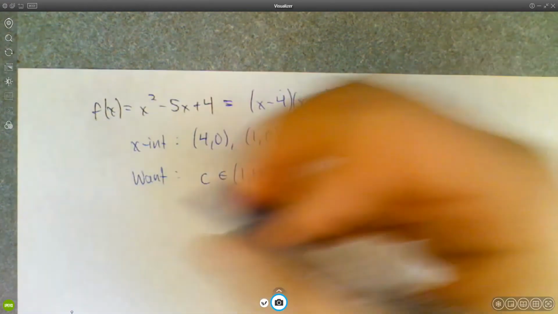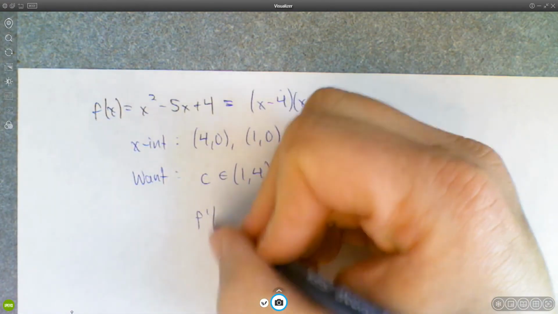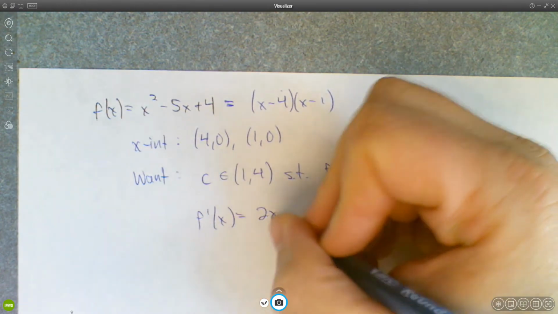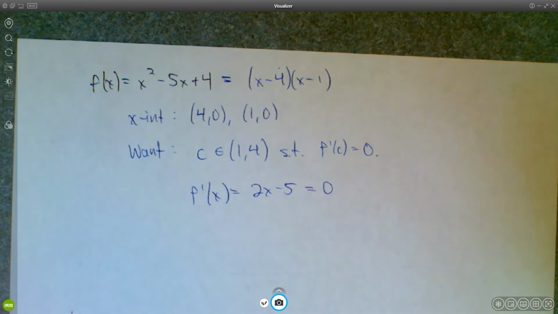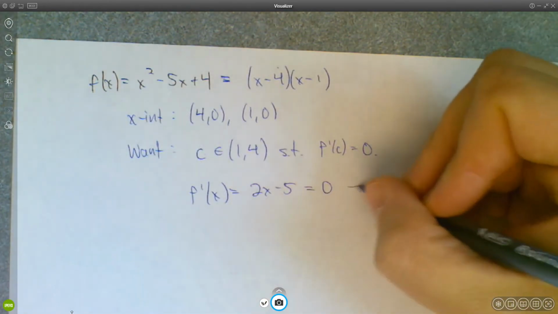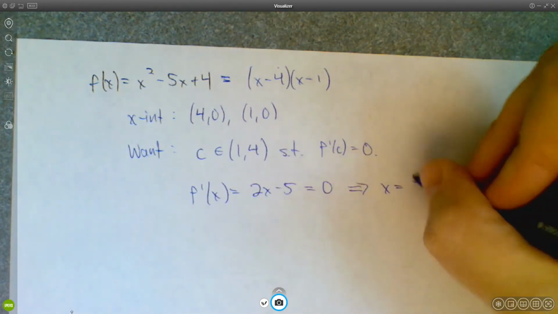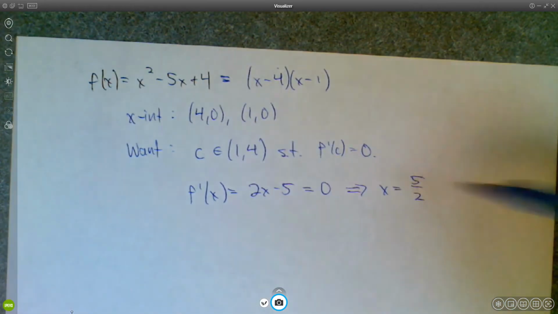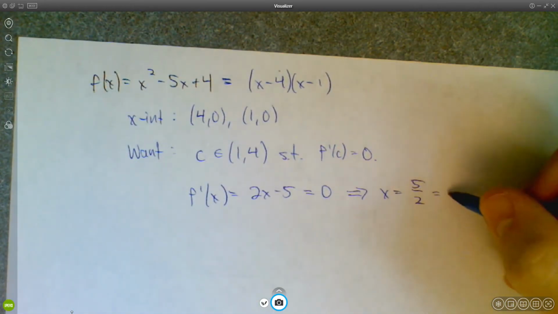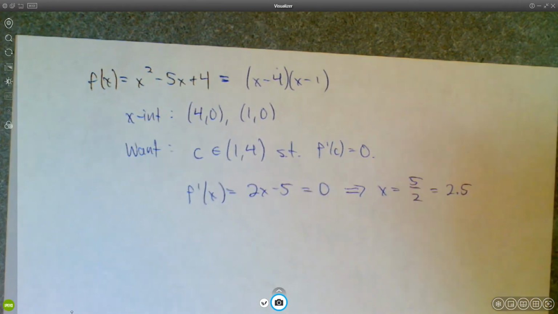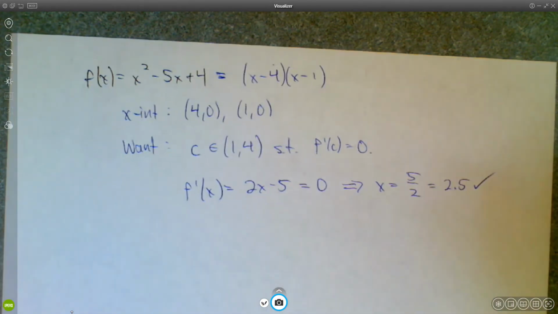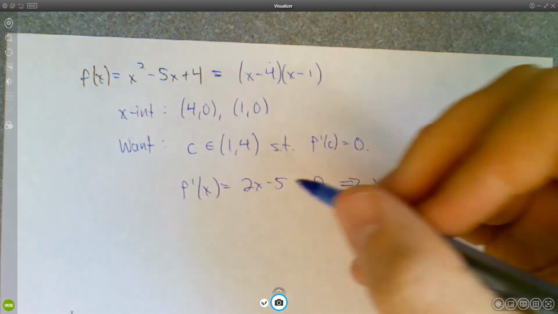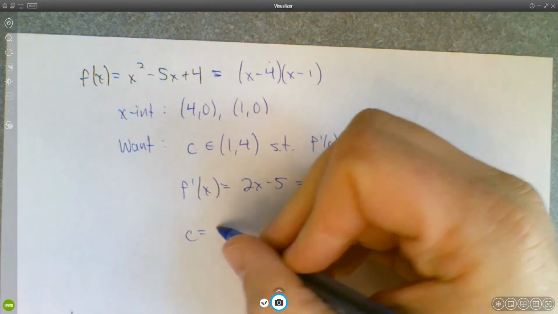Well, let's find the derivative of f, right? F prime of x is 2x minus 5, and we want to set that equal to 0, and then solve for x. So we would add 5, divide by 2, we'd get x equals 5 halves. Notice that 5 halves, 2 goes into 5 twice with 1 left over. This is just 2.5, right? It's 2.5. And sure enough, 2.5 is in this interval. So I suppose, to make it more clear, we could say c equals 2.5.